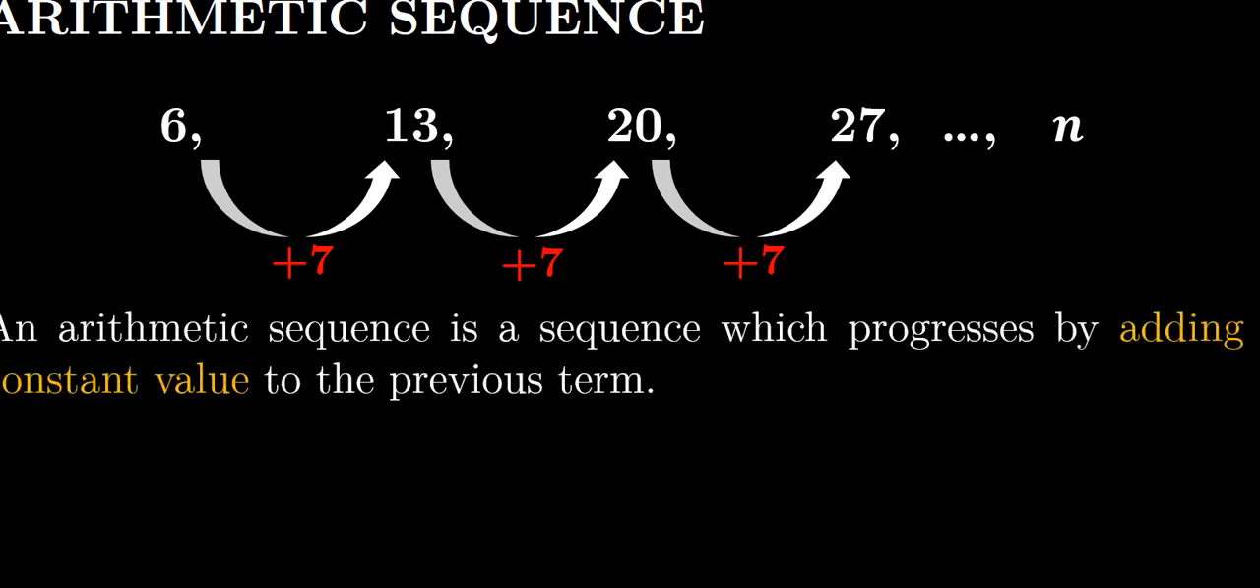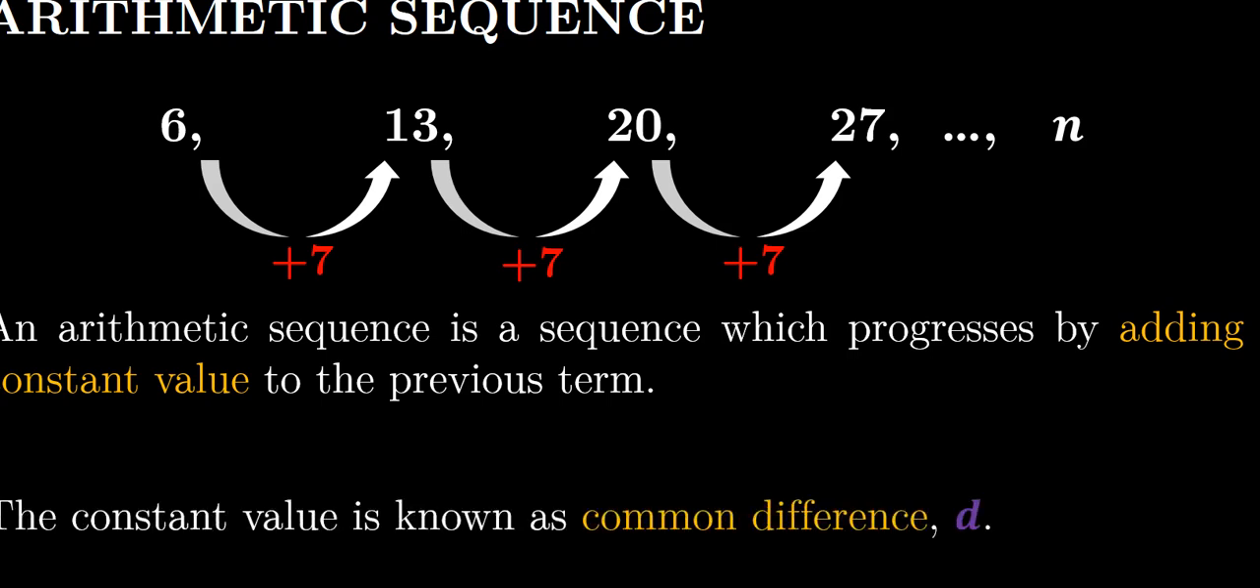So by definition, an arithmetic sequence is a sequence which progresses by adding a constant value to the previous term. We may be confused by the word adding, but we can also say subtracting. When you say subtracting by 3, it's also adding negative 3. That constant value that we're adding, in this sample sequence, is 7. So that 7 is known as the common difference. In symbol, we write that as d. So in the sequence above, d is equal to 7.